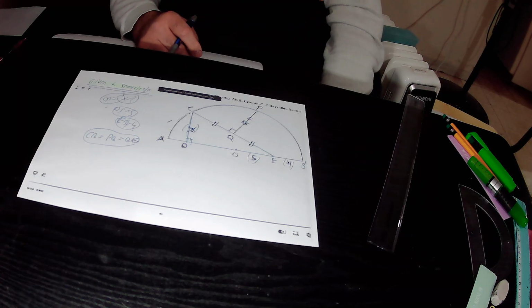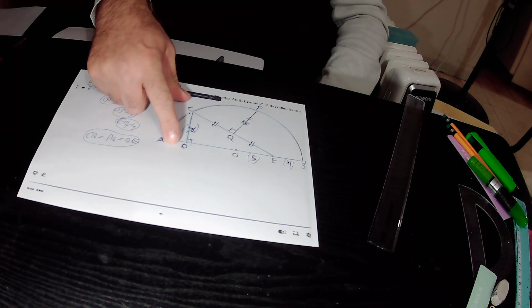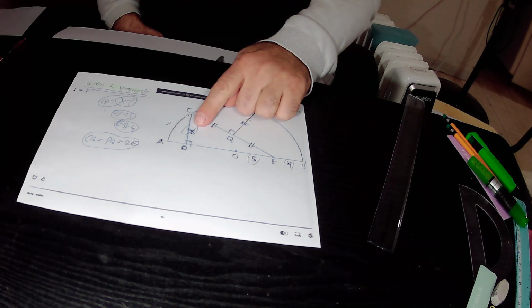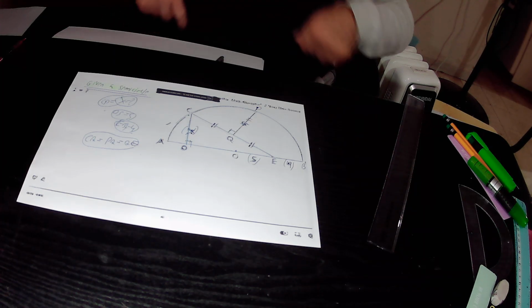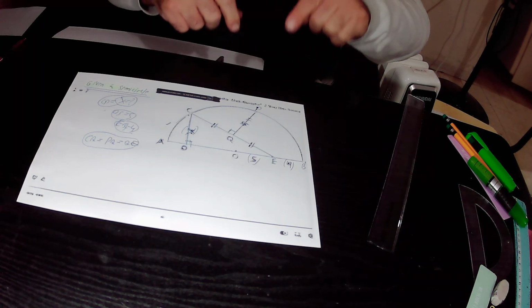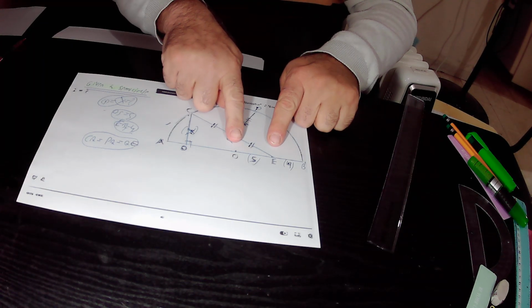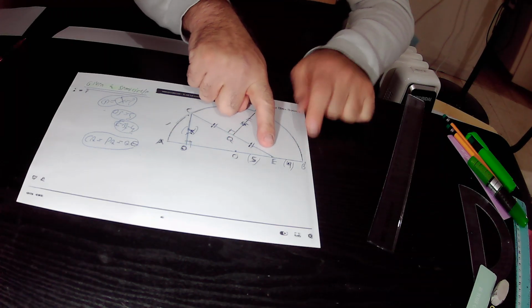In the second question, our task is to find the length of this line segment CD, which equals x. So we have to find the length of line segment x, which is equal to CD. In this problem we have a semicircle. We know that this is line segment OE, which equals 5 units. This is line segment EB, which equals 4 units.